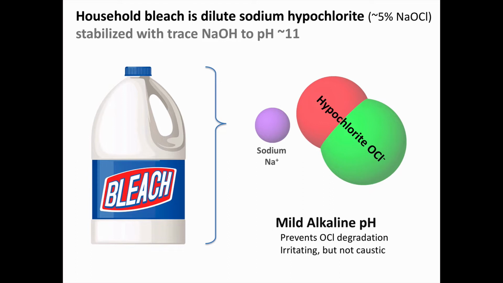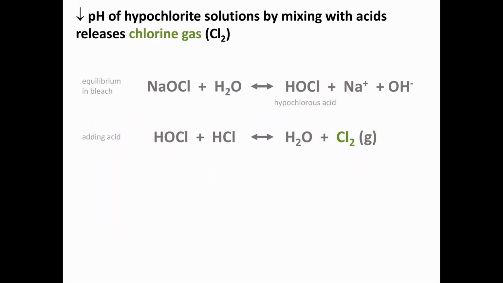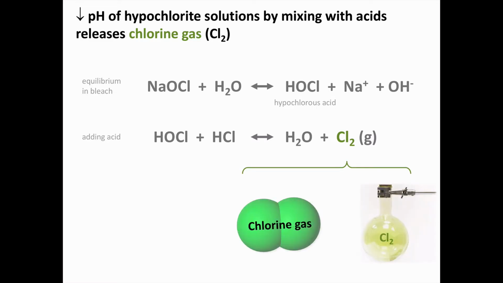The reason for adjusting the pH to be mildly alkaline is to extend the shelf life, since hypochlorite will degrade if stored at lower pH levels. It's when the pH of bleach drops, as when it's mixed with acids, that we run into problems, since it will release chlorine gas. The sodium hypochlorite in bleach is in equilibrium with hypochlorous acid, HOCl, and sodium hydroxide. When you add acid to this, such as hydrochloric acid, or HCl shown here, it combines with the hypochlorous acid to produce water and yellow-green chlorine gas.